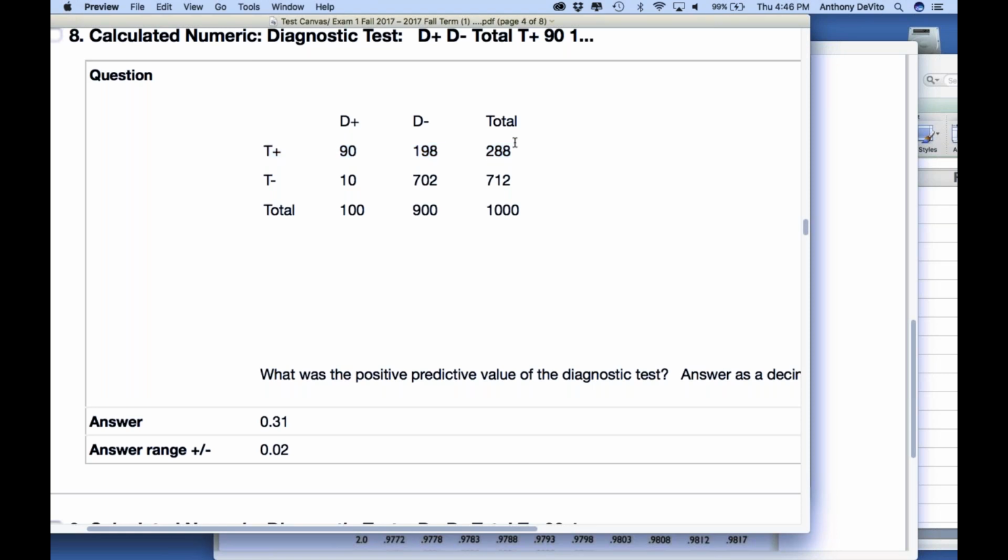288 people tested positive. 90 of them had the disease. 198 of them tested positive, but they don't have the disease, right? That was an incorrect test. That's what they call a false positive, right?